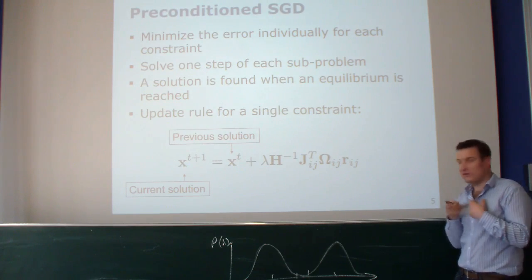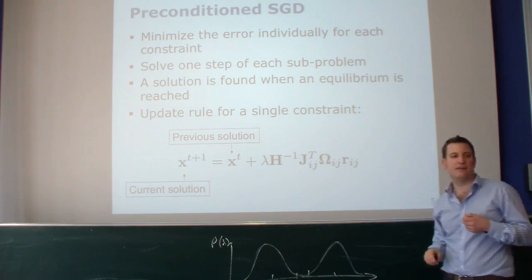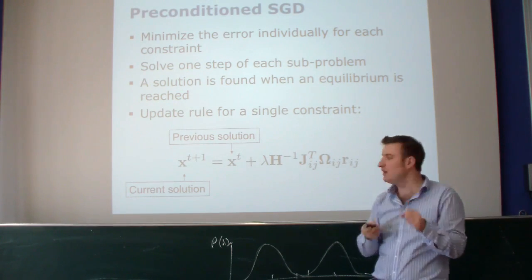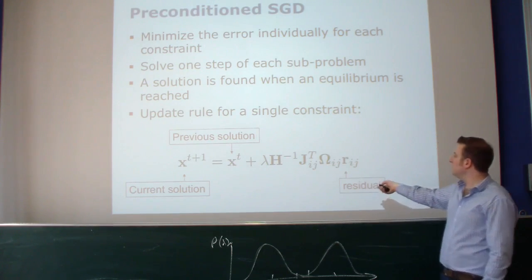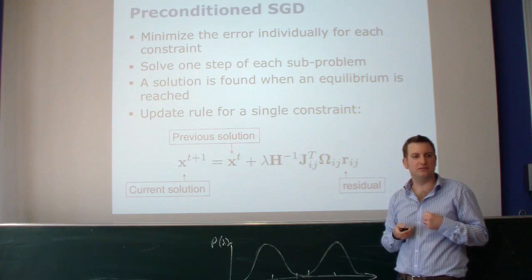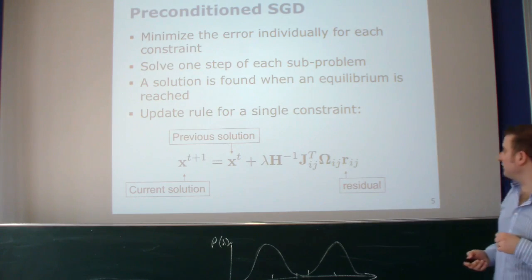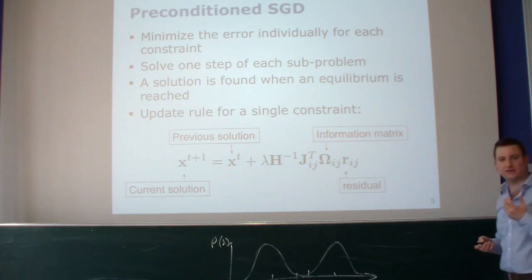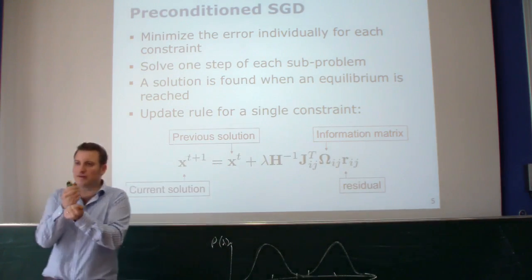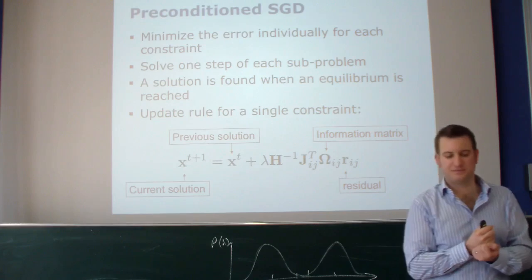So if you want to update a small subset of these nodes, so select, let's say, 4 or 5 nodes, you want to move a node in the direction of the residual because this will decrease its error. That's the first thing you do. The second thing you do is you have the information matrix of this constraint over here. This scales the update. How certain are you? The more certain you are, the stronger the update. The less certain, the less information you have, the smaller the update.